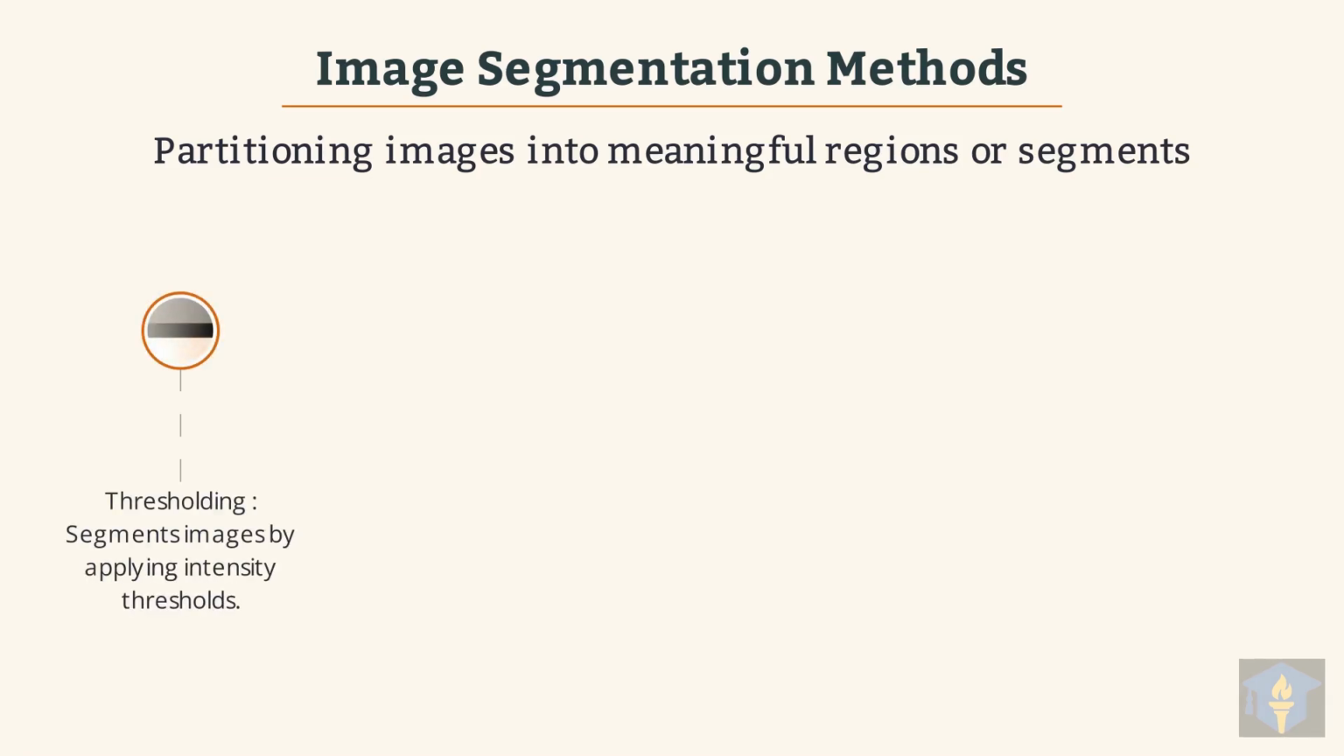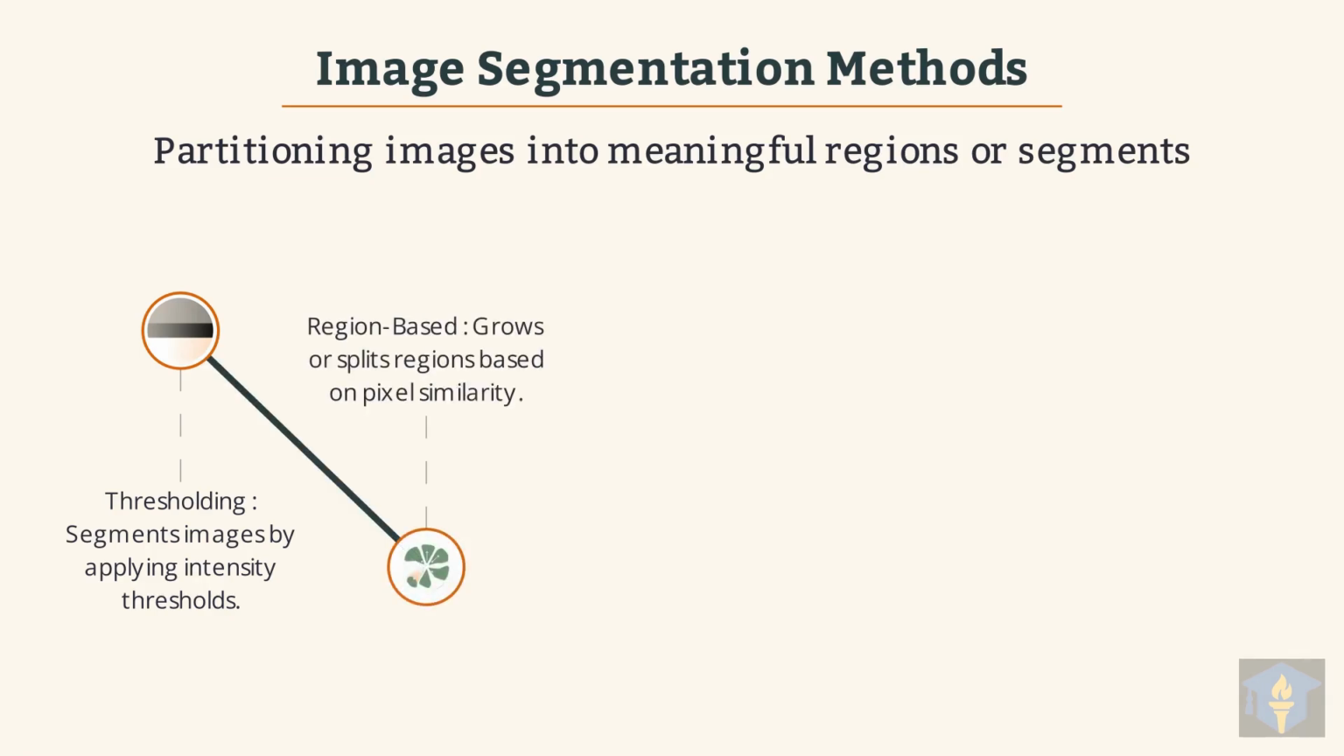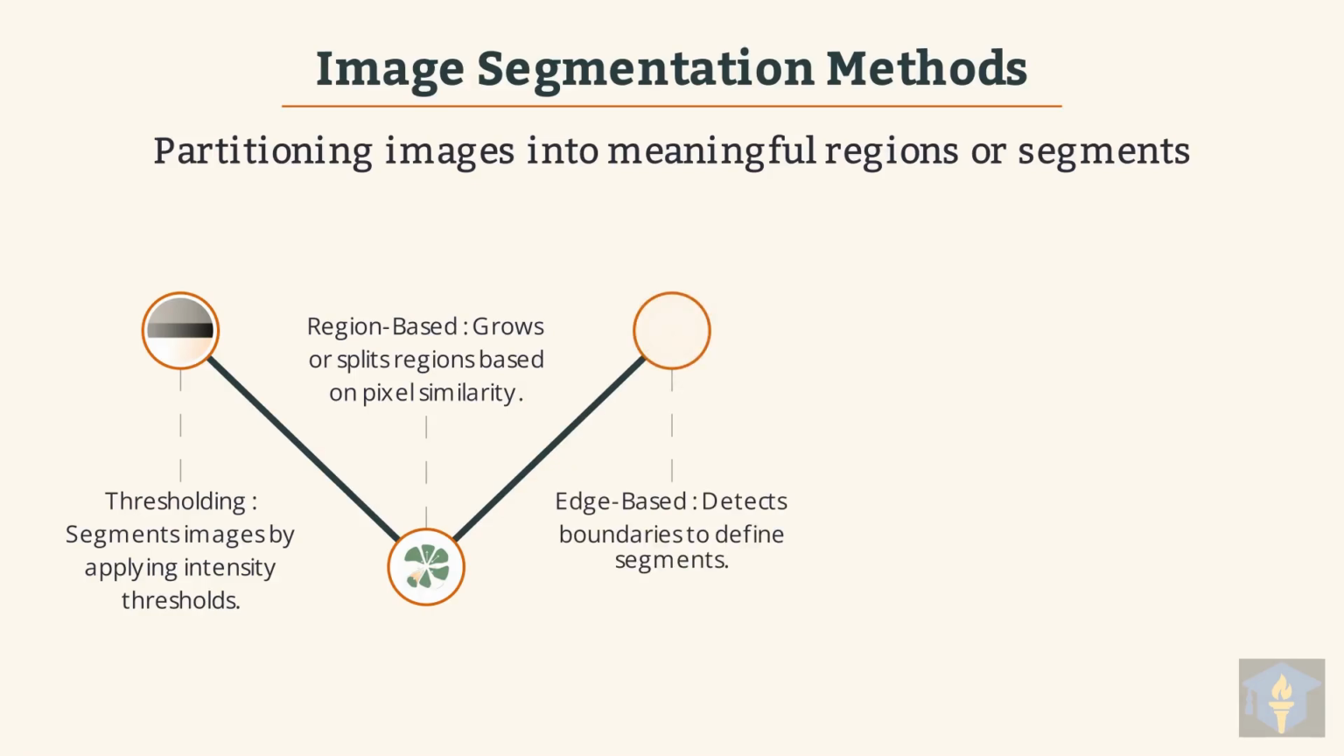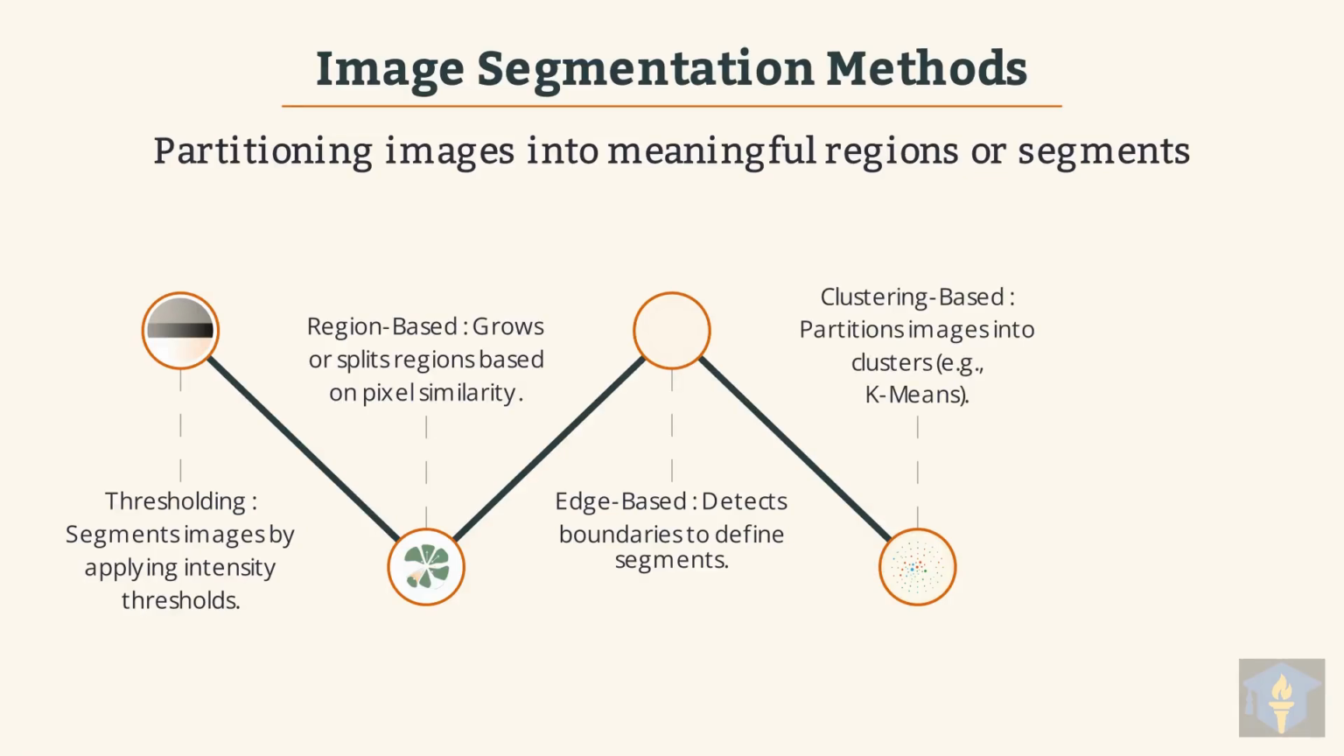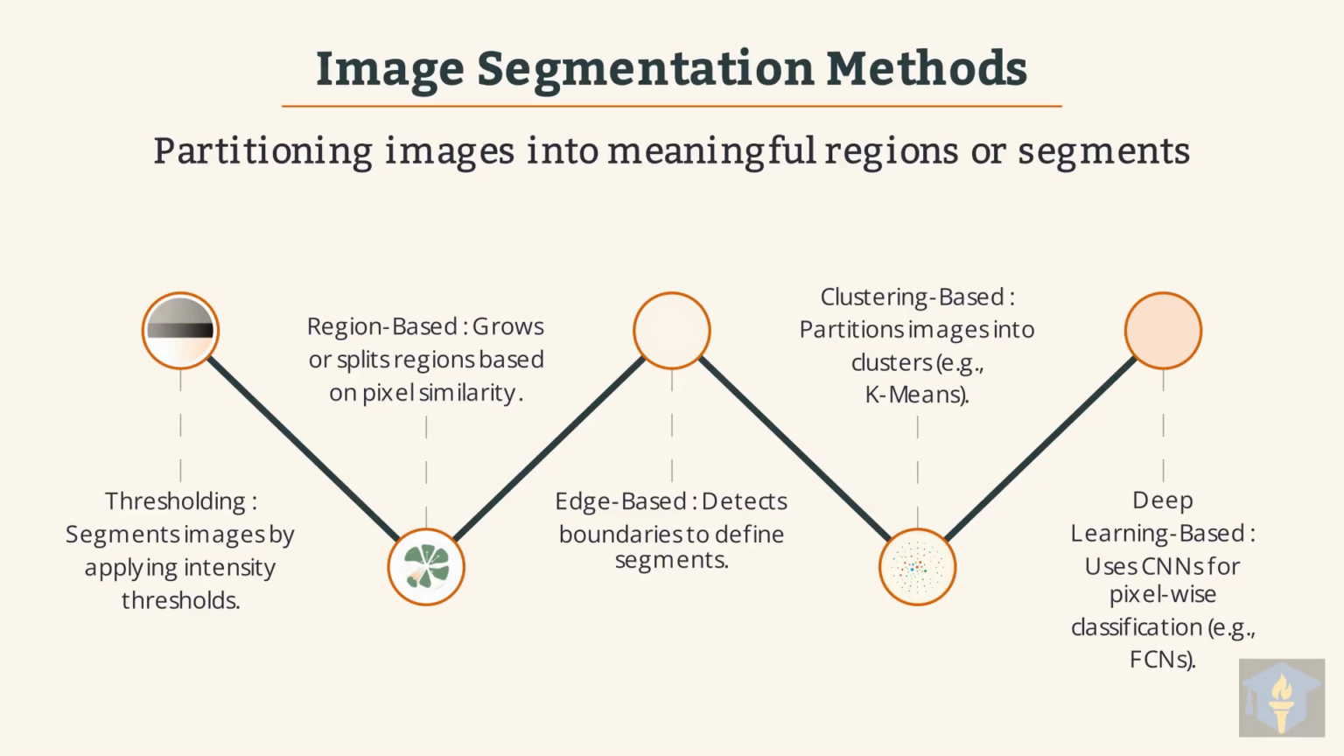Thresholding is a simple method that segments images by applying specific intensity thresholds to pixel values. Region-based methods work by growing or splitting image regions based on the similarity of their pixels. Edge-based segmentation focuses on detecting sharp boundaries and discontinuities to define distinct segments. Clustering-based methods, like k-means, partition images into groups or clusters based on pixel properties. Deep learning-based approaches utilize convolutional neural networks for pixel-wise classification, such as with FCNs.